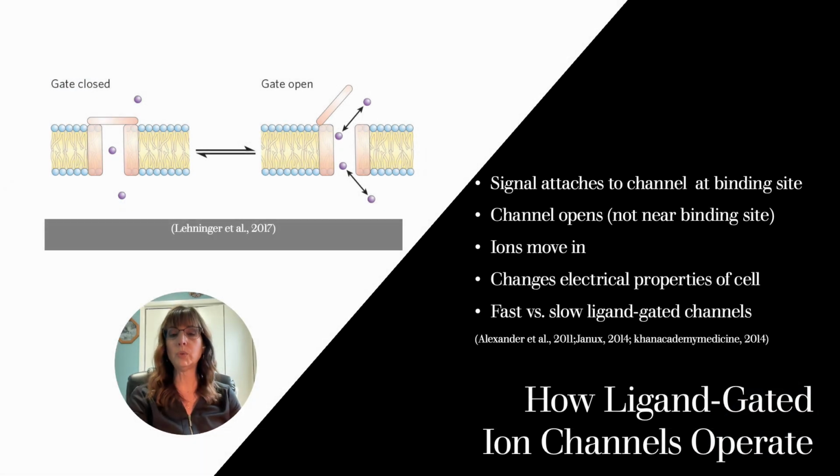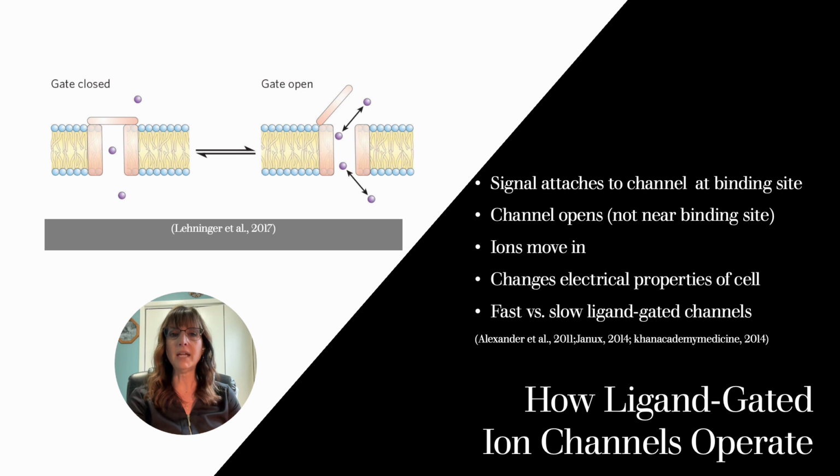So how do ligand-gated ion channels operate? Well, typically they are closed, but they have a spot where a ligand can bind, kind of like a lock and a key, or what we call an induced fit. When the ligand binds, the channel opens. Interestingly, the binding site is not usually near the opening of the channel.